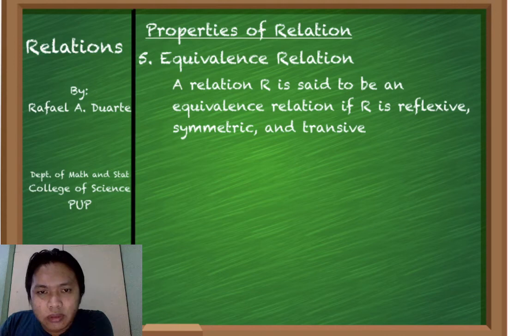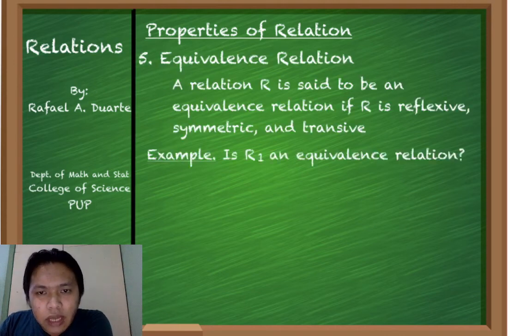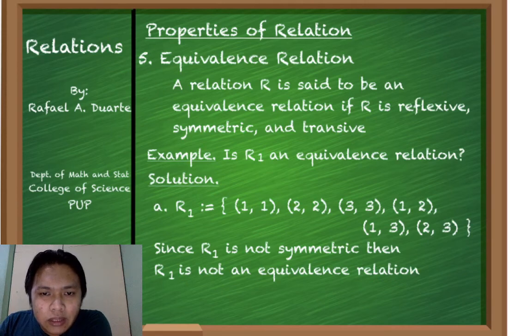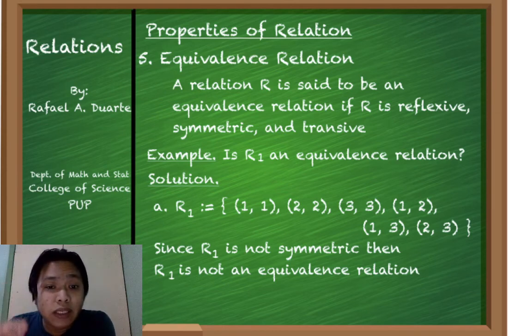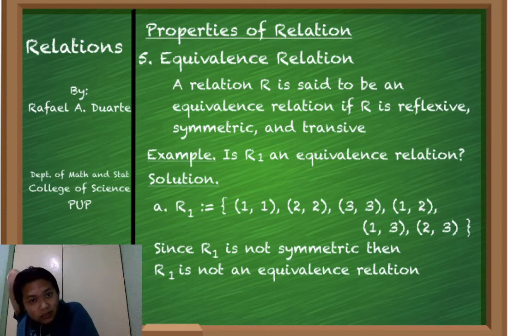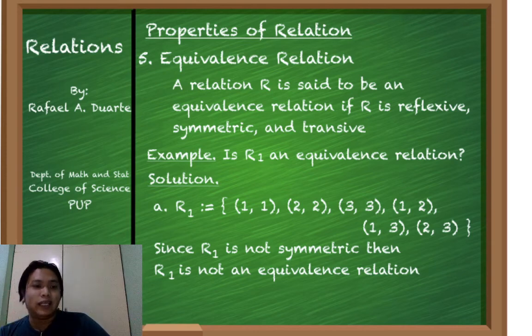Okay? Now, earlier, R1 is reflexive. R1 is also transitive. But R1 is not symmetric. Symmetric is required. If you recall, R1 is reflexive, R1 is transitive, but R1 is not symmetric. So, therefore, R1 is not an equivalence relation. Sayang. It got two, reflexive and transitive. If it had also gotten symmetric, it would be an equivalence relation.